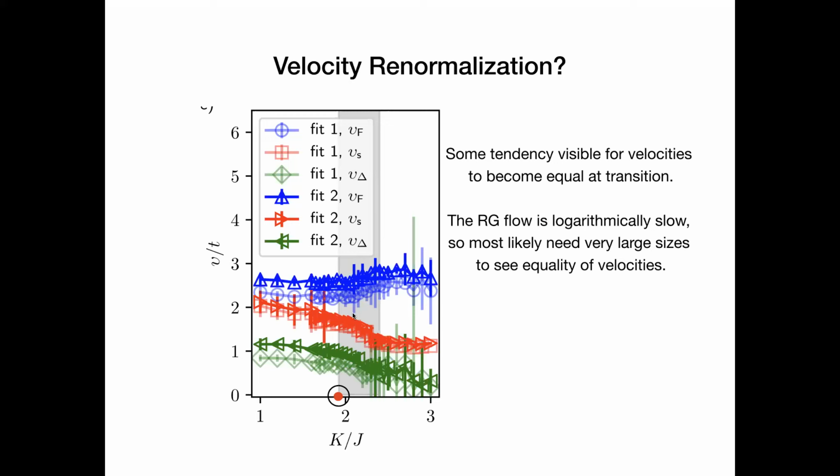In a small system, it's hard to see this RG, but we still see some evidence that things seem to approach each other at this transition. It's not very conclusive, but I think at least this hasn't been tried before in other contexts. So it was fun to see that at least some of it seems to work. But the RG flow is typically very slow for velocity, so it'll be good to pursue this at bigger sizes.